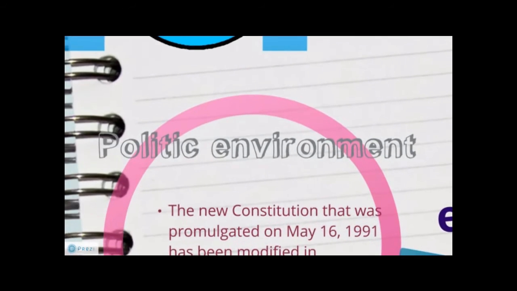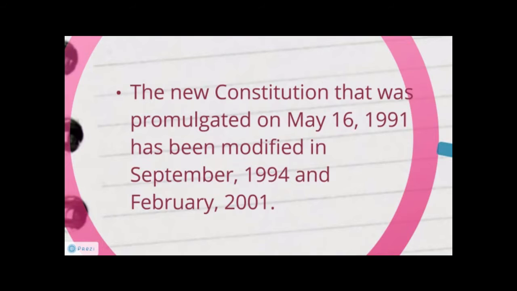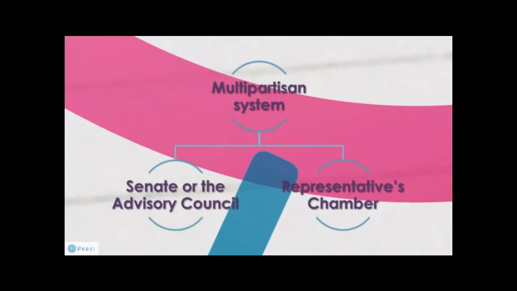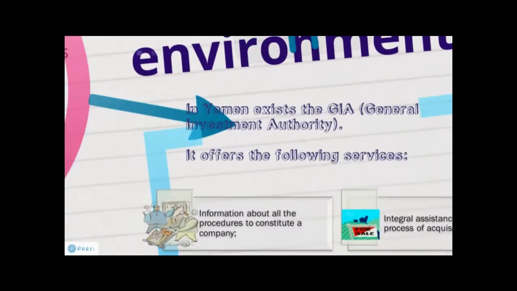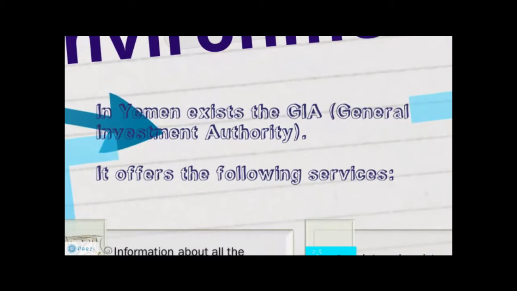The political environment. Its constitution was promulgated on May 15 of 1991 and has been modified in September of 1994 and February of 2001. It shows a multi-partisan system which is divided into chambers, the Senate or Administrative Council and the Representative Chamber. As a benefit for the investment, 3 new laws have been approved by the Parliament of Customs.